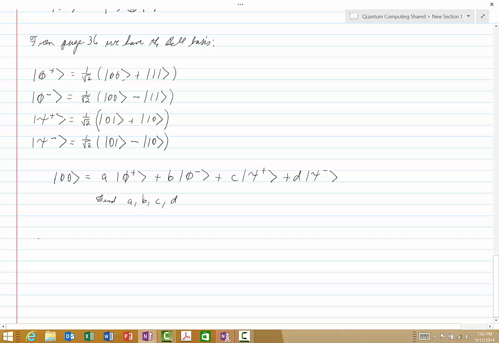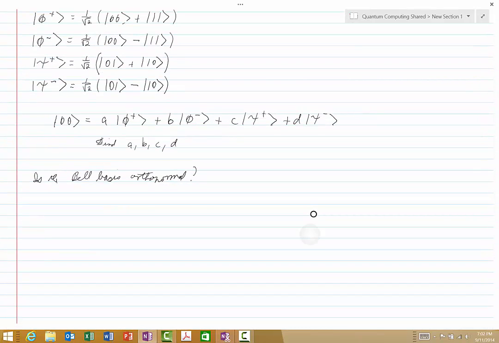Is the Bell basis orthonormal? We need to know that before we can use that procedure. Well, let's check this out. First of all, I encourage you, but perhaps let me do the first couple, and then I encourage you to try to do the rest of them on your own. So let's take the inner product of phi plus with itself.